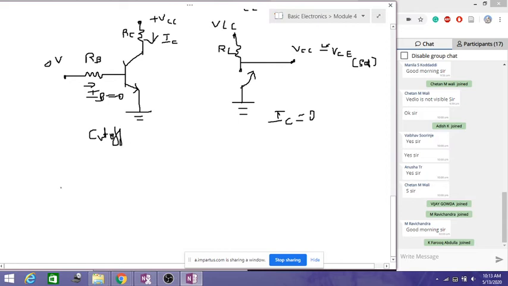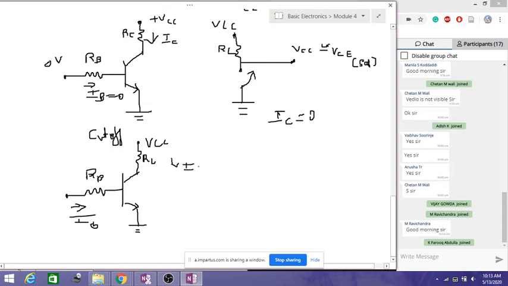Next I will write the saturation. For saturation, I will forward bias both the emitter base junction and the collector base junction. So when I forward bias both the regions here, I have the base current here. It means a high base current is entering IB here. So this is RB, this is RC, and this is VCC, the DC voltage which we applied, and the current which is flowing here is IC.